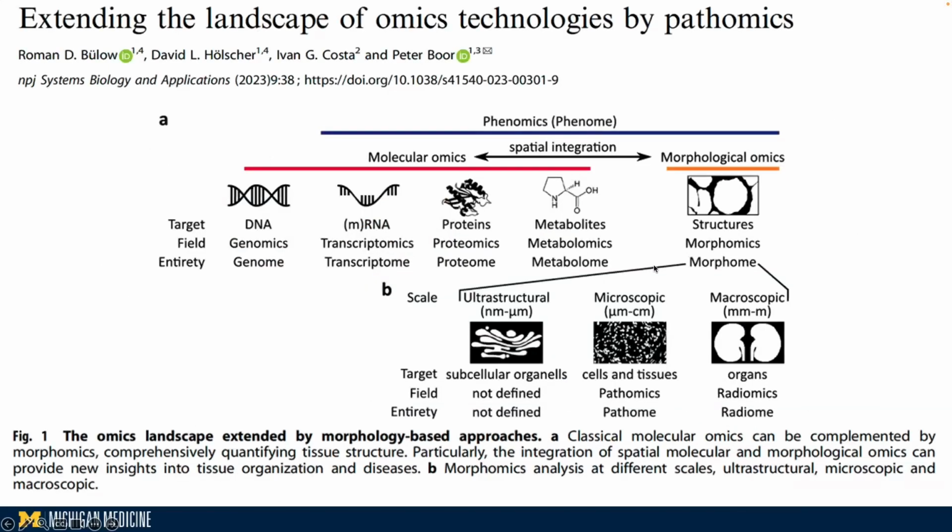So the morpho-omic integration, we want to extend the landscape of the omics technologies here in this figure, like the genomics, transcriptomics, proteomics, metabolomics, just as I said, across the board with the structural analysis. And up to now, pathologists have been doing that in a qualitative or semi-quantitative manner. And we have the ability now to do so much more, even at an ultrastructural, microscopic, and macroscopic level.